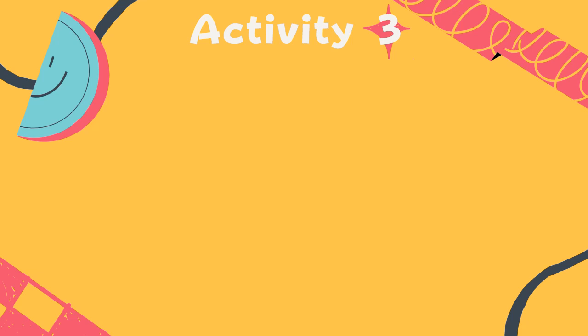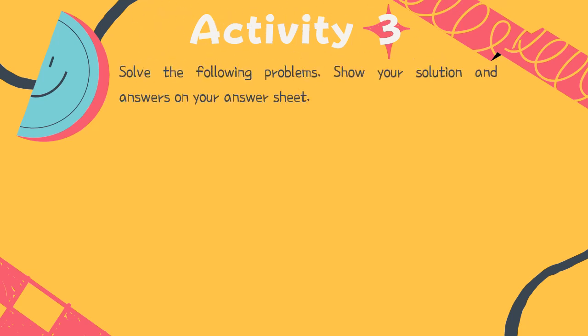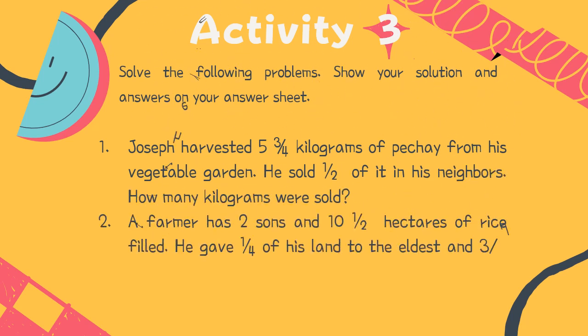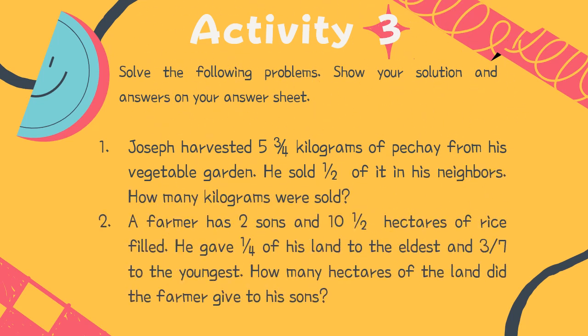Let us continue activity 3. This time, solve the following problems. Show your solution and answer on your answer sheet. Number 1. Joseph harvested 5 3/4 kilograms of pechay from his vegetable garden. He sold 1/2 of it to his neighbors. How many kilograms were sold?